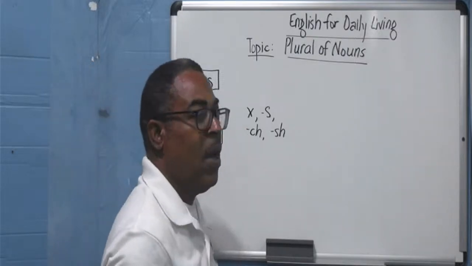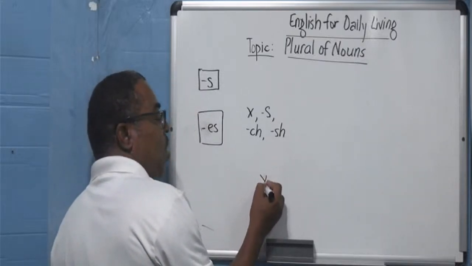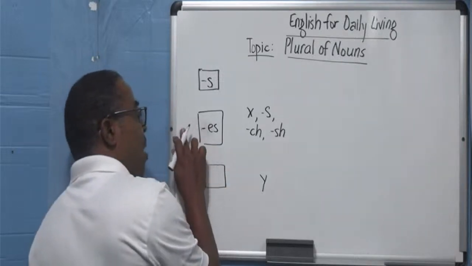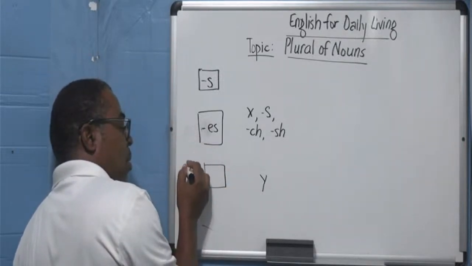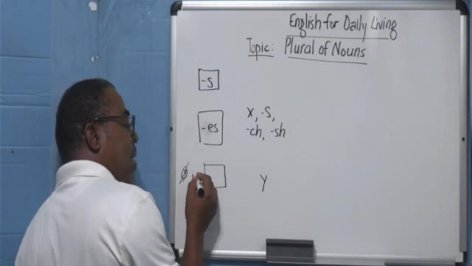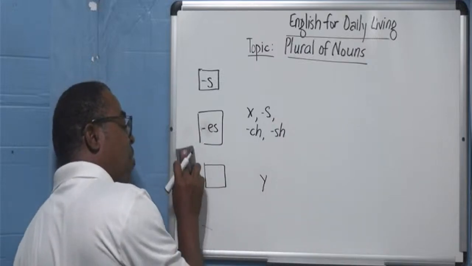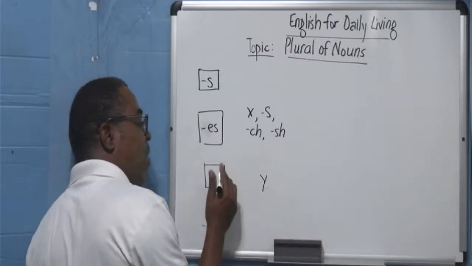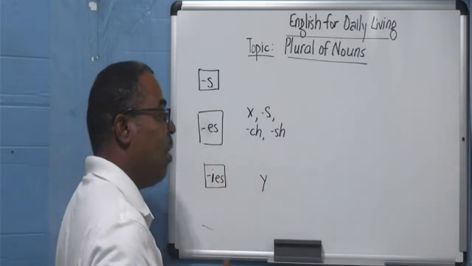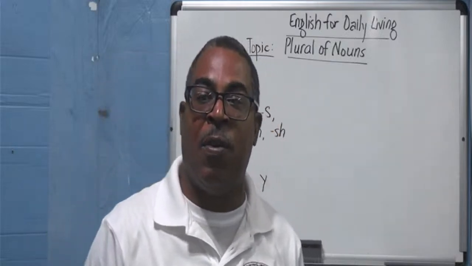Alright? And then we're going to look at those nouns that end in Y. Those nouns, first we have to do something. We have to change the Y to I. Okay? And then we add our ES. So that's the other scenario: nouns that end in Y, we change the Y to I, and then add ES. Those are the three rules we are going to take in on today's edition of English for Daily Living.